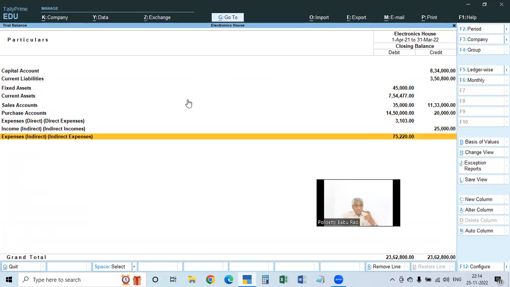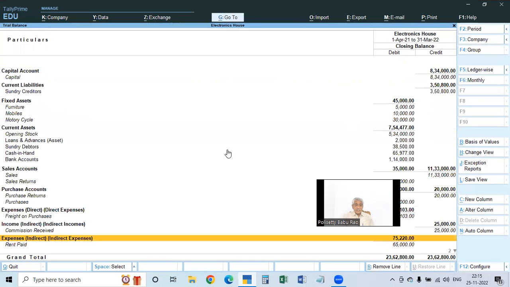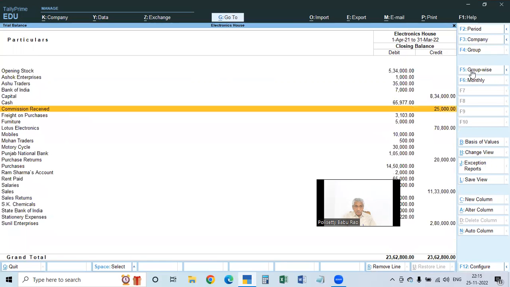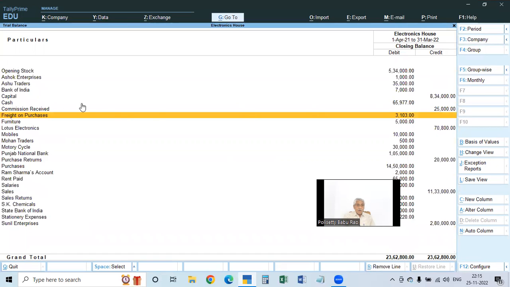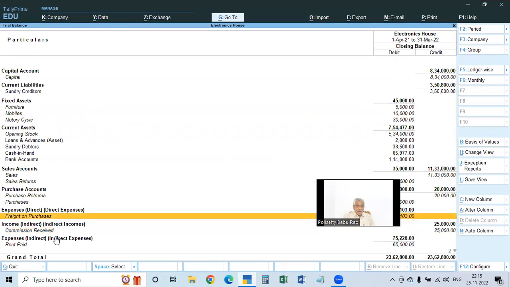Or you can come to this side, F5 ledger wise, and the arrow is there. Go to that place and take detailed. The same thing will come, and here all the ledgers are coming. Without the main groups and subgroups, if you want only the ledger accounts, press F5, or see here on the right side, F5 ledger wise, click that, and only the ledgers will be shown. Again, if you click group wise, all the groups also will come. So this is the detailed trial balance.